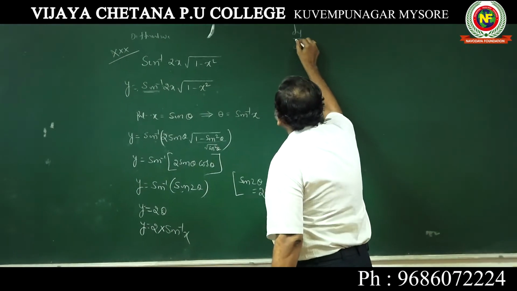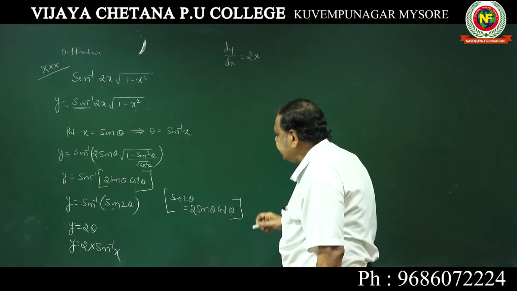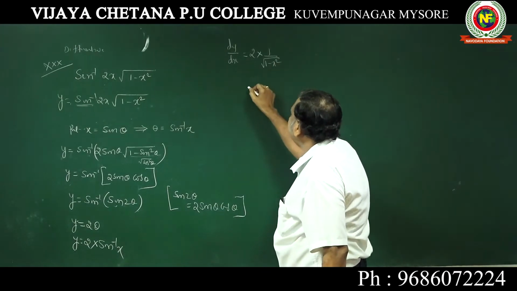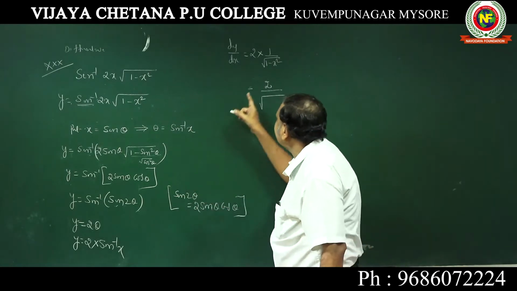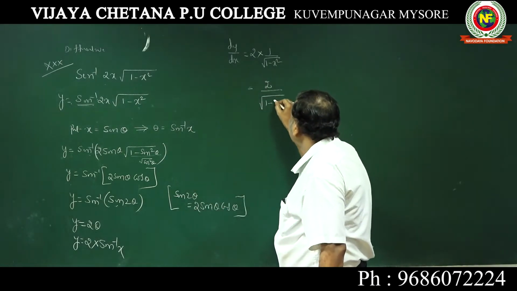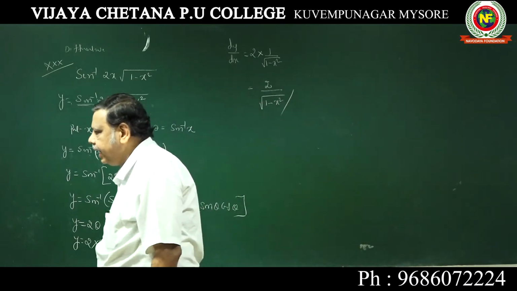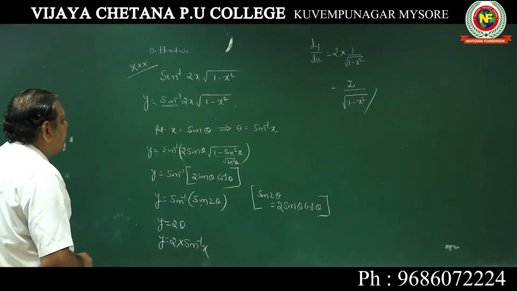Dy by dx is equal to 2, a constant, into the derivative of sin inverse x, which is 1 over root of 1 minus x square. Your final answer is 2 over root of 1 minus x square. Dy by dx is equal to 2 by root of 1 minus x square.